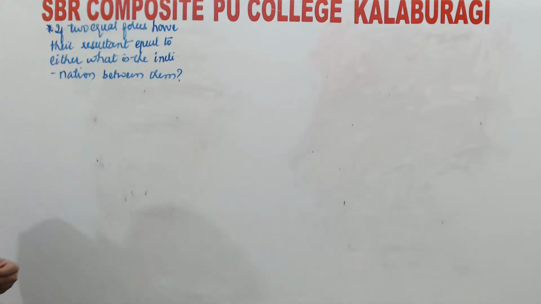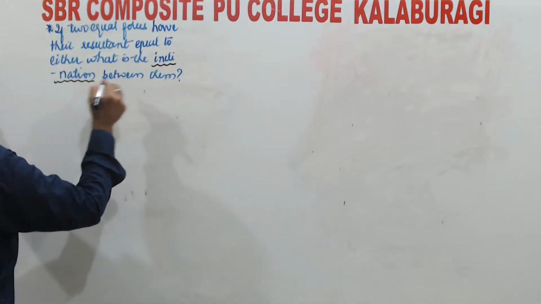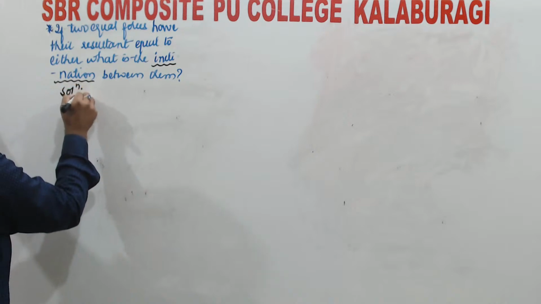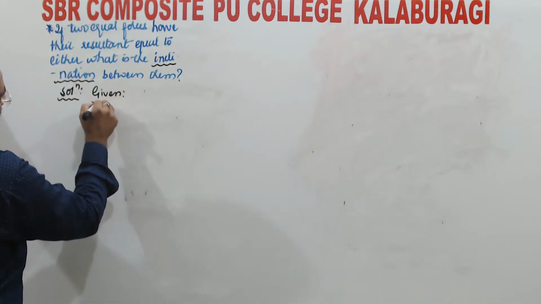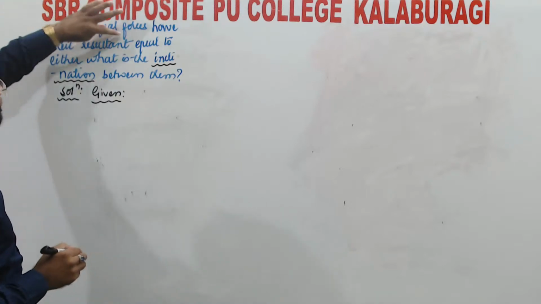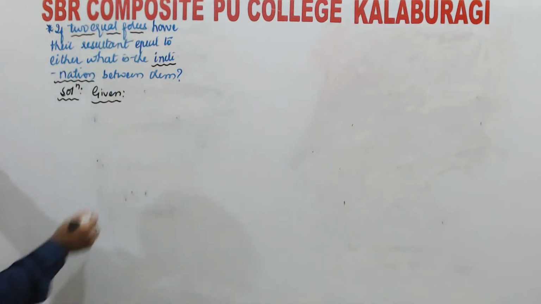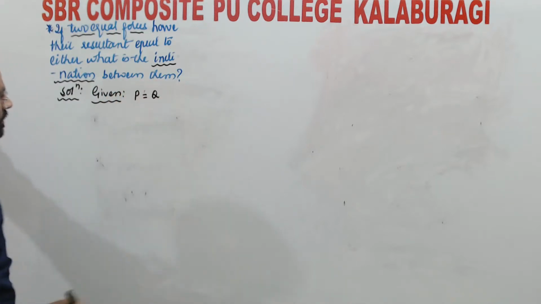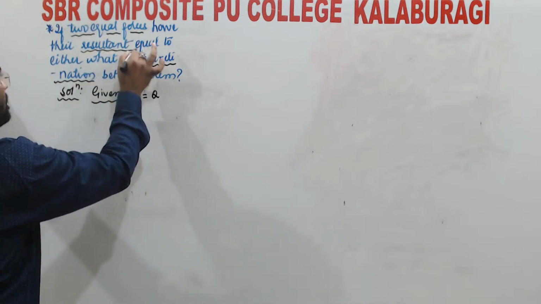Here, inclination stands for nothing but an angle. Inclination is nothing but finding an angle. So from the question, the solution for this: the given data is two equal forces. It means two equal forces are acting here. Say for example, P is always equal to Q. Both are equal. Then the condition is given, resultant is equal to either.